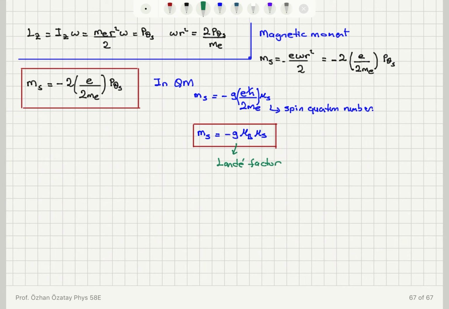And the quantity in parentheses, e h bar over 2 m e, is once again my Bohr magneton. So I have the lambda factor times the Bohr magneton times the spin quantum number m sub s, giving me the magnetic moment with a minus sign, of course, due to the spinning electron.